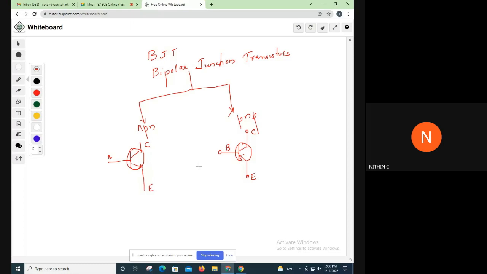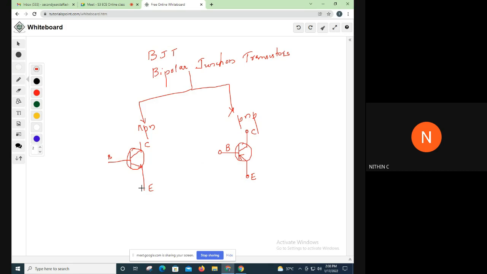This arrow mark in fact indicates the direction of current. The emitter current is into the terminal in case of PNP transistor, and away from the terminal in case of NPN transistor. So the next question is, how do we structurally represent these PNP and NPN transistors regarding the size of the different regions? As mentioned, we have three different regions: the emitter region, base region, and the collector region.